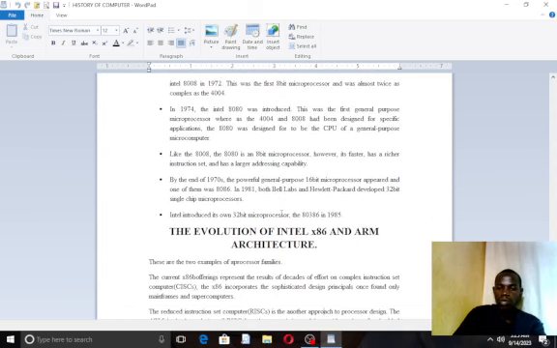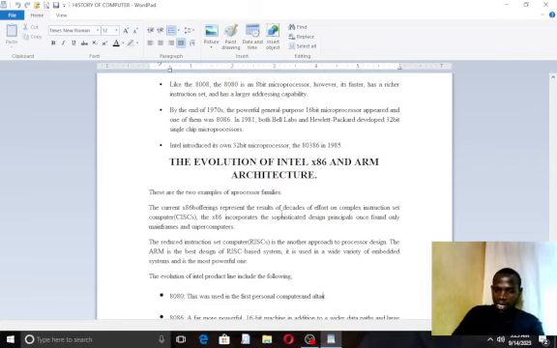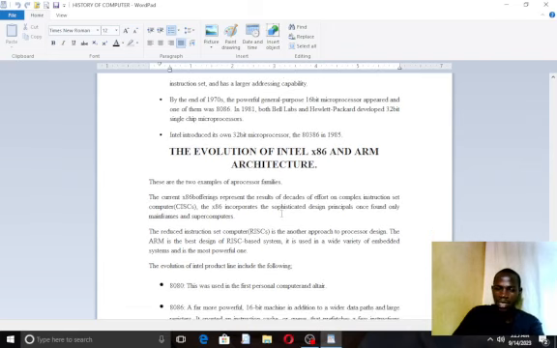Going to the evolution of Intel x86 and ARM architecture. These are two examples of a processor family. The current x86 represents the result of decades of effort on complex instruction set computers. The x86 incorporates sophisticated design principles once found only on mainframes and supercomputers.